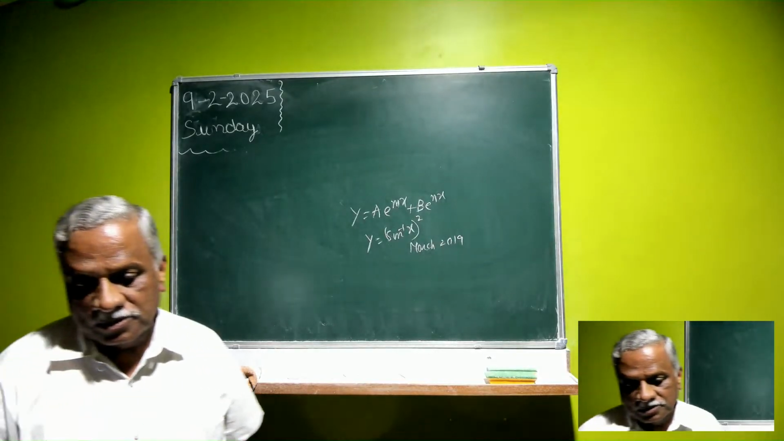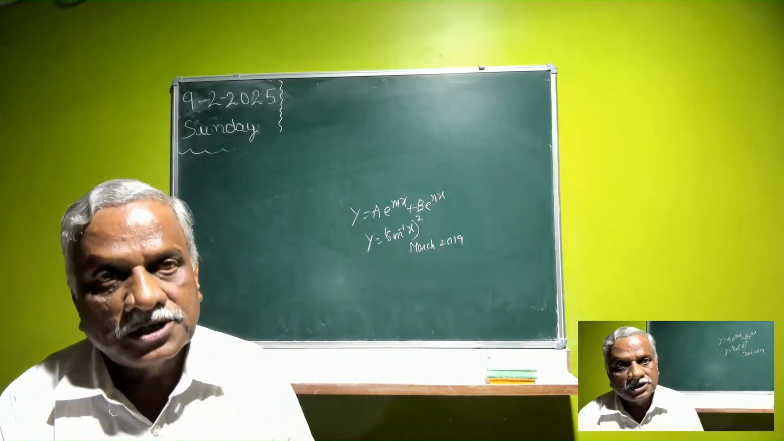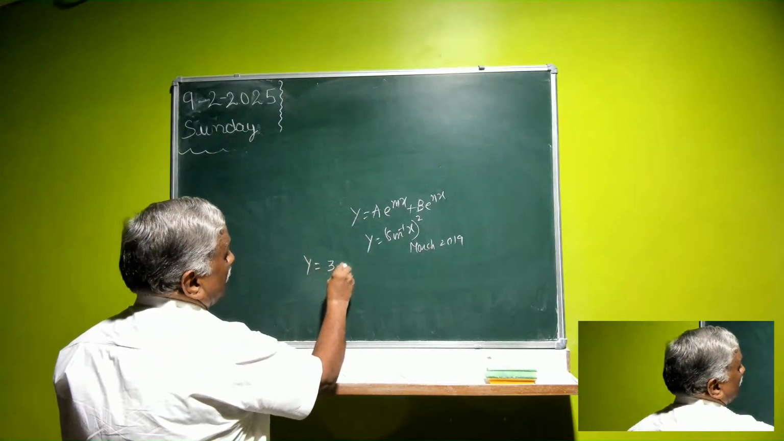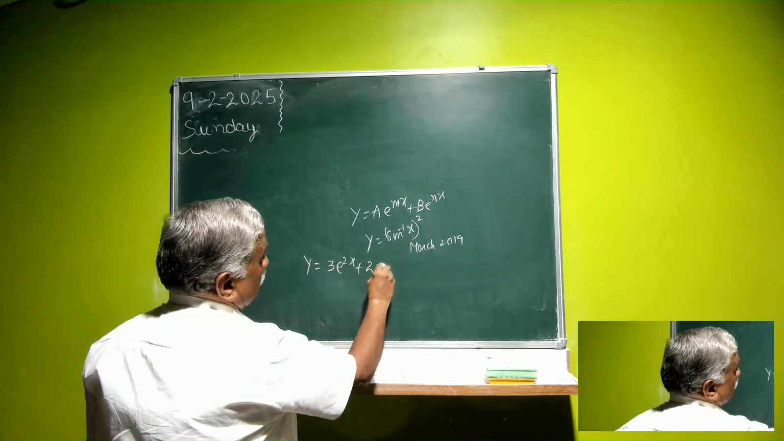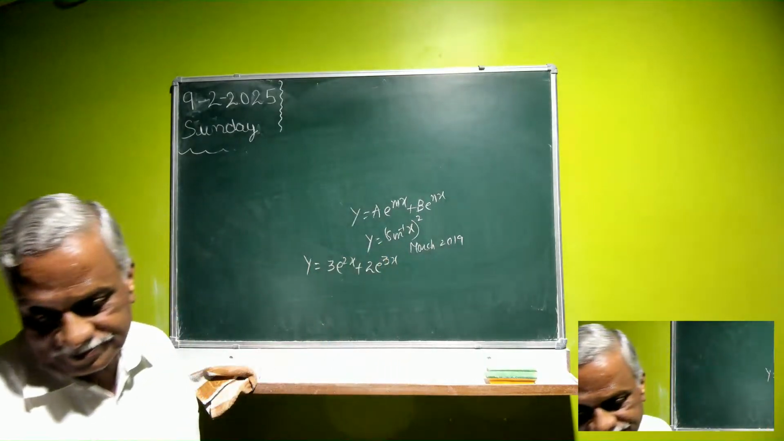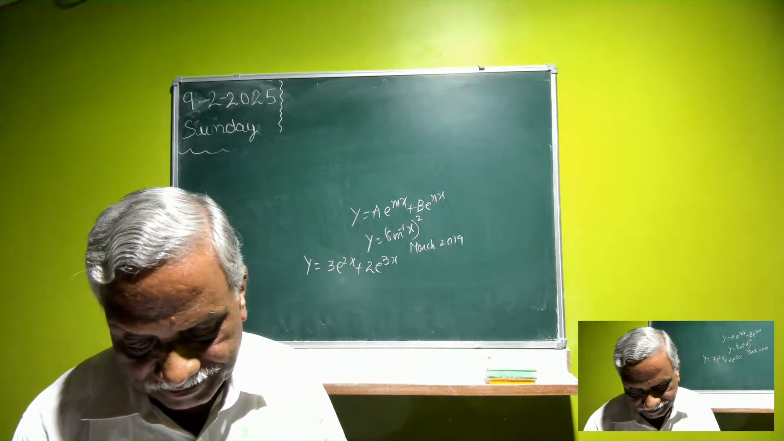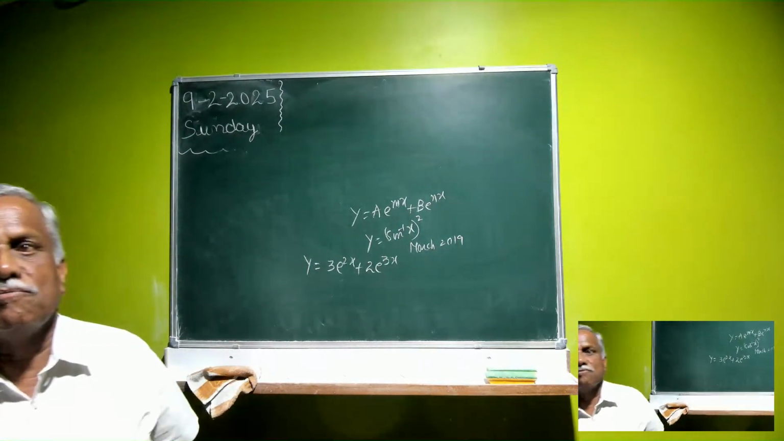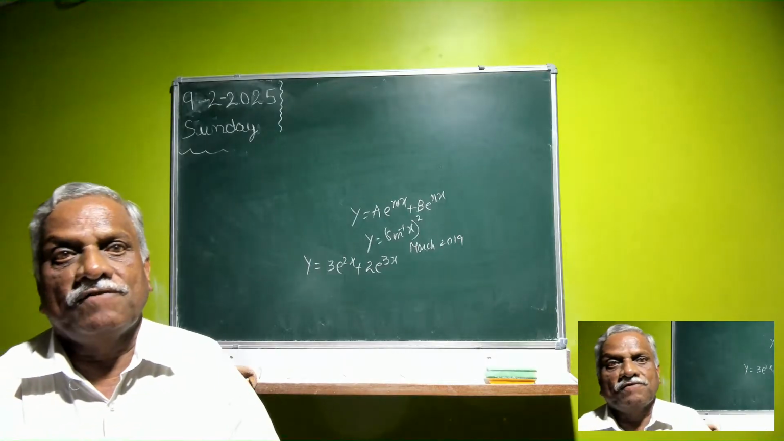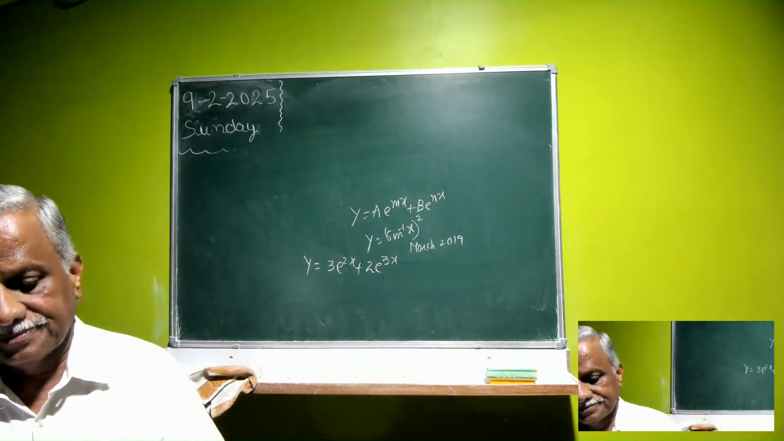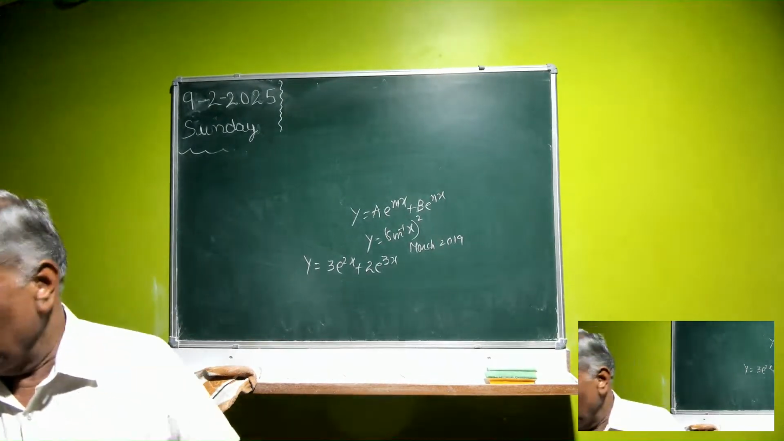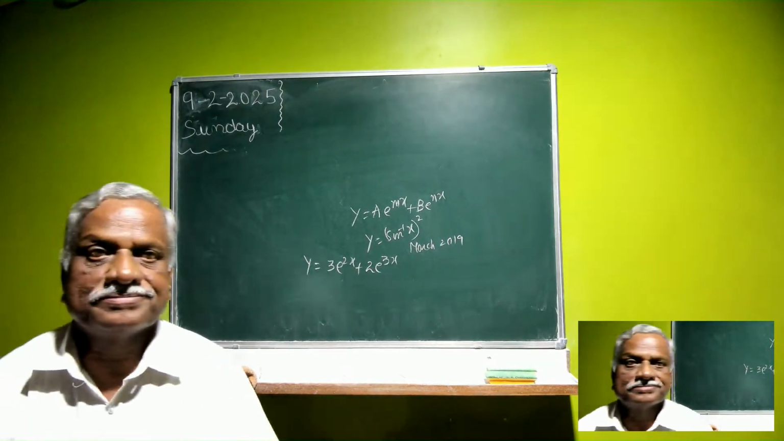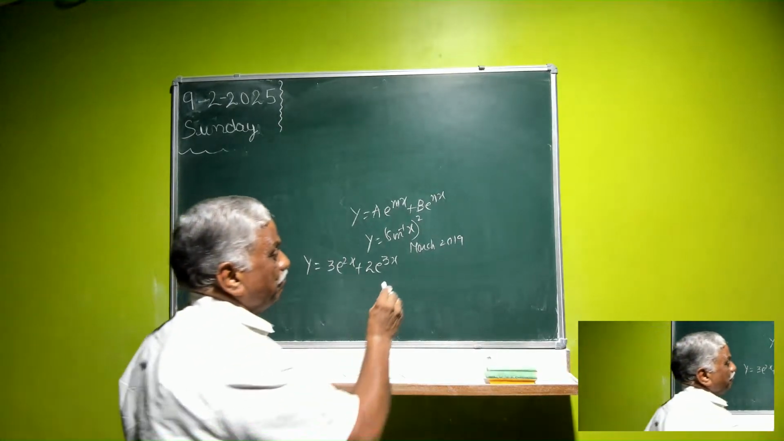August 2022 and March 23, there was a problem. Y is equal to 3 e to the power of 2x plus 2 e to the power of 3x. That they have asked. And with that, we have completed 5 marks questions of second period examination. And the part D is over.